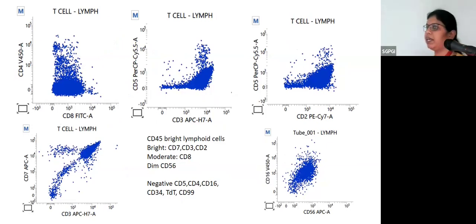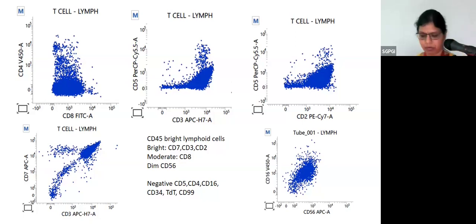Now coming to the T cell tube, what we can see is there are some cells which are positive for CD4, and these cells are showing some degree of CD8 expression. Then majority of your cells are negative for CD5, this is some residual normal population showing CD5. Then they are positive for CD2, and you can see they are nicely expressing CD7 and CD3. And there's some degree of CD56 expression, however, CD16 appears to be dim.